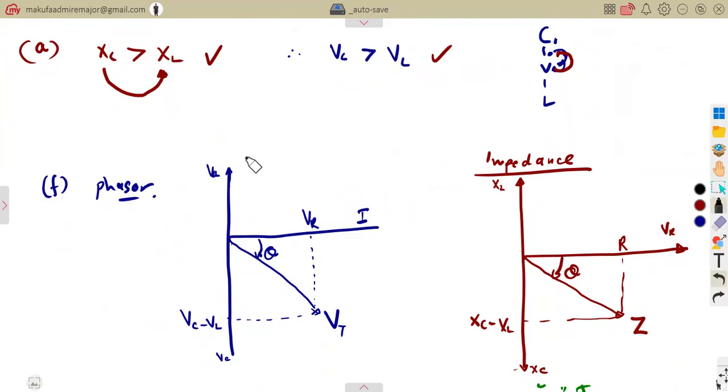So you shall have more questions. Actually, there's another part I want you to check, the resonance. I talked about the resonance of series AC circuits.